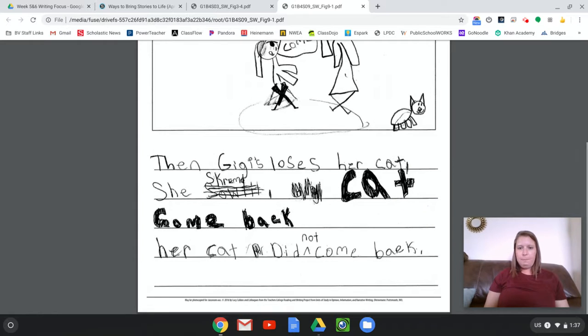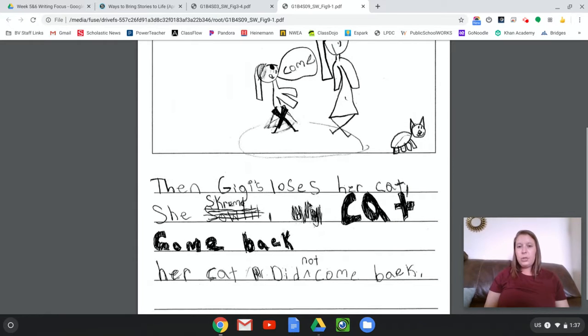It says, then Gigi loses her cat. She screamed, "Cat, come back!" Her cat did not come back.